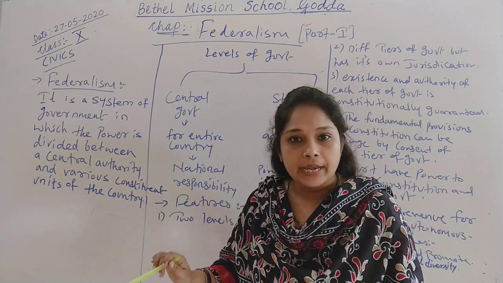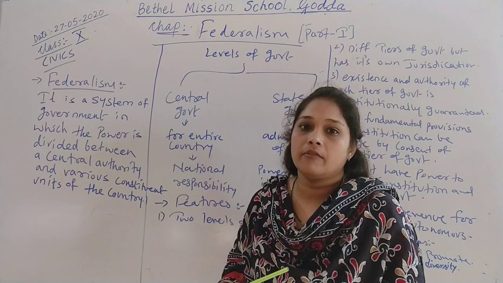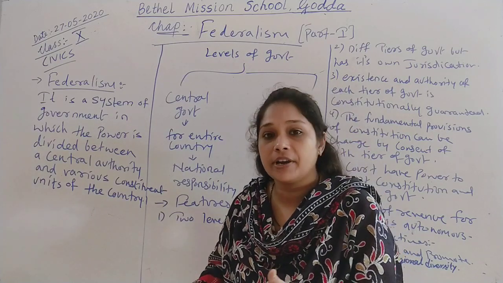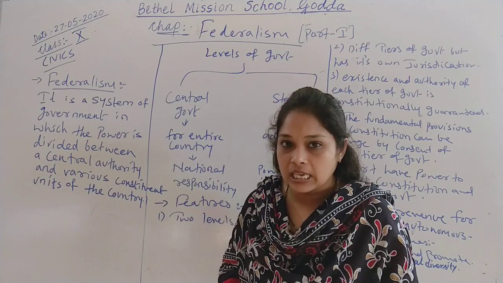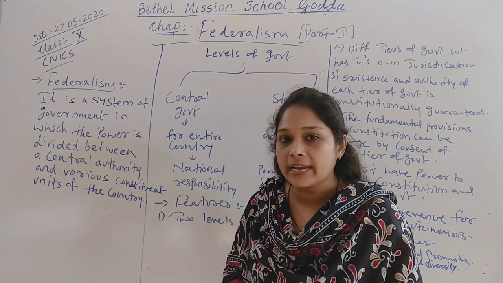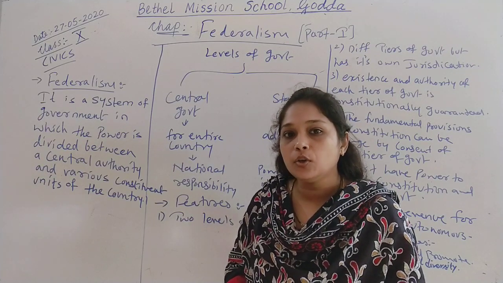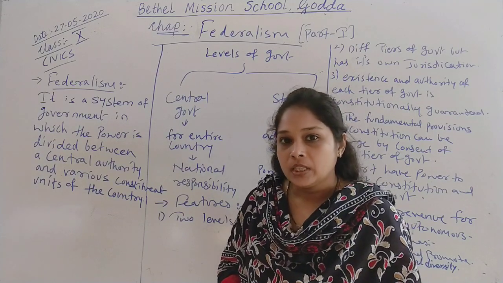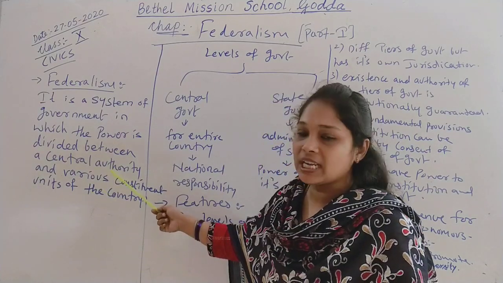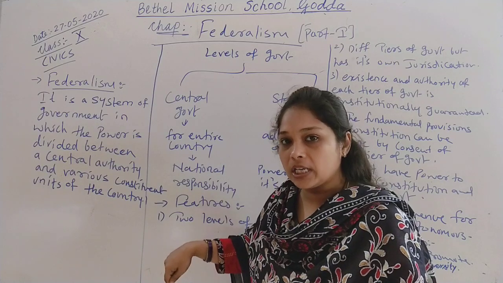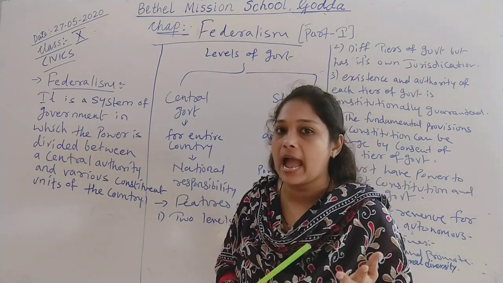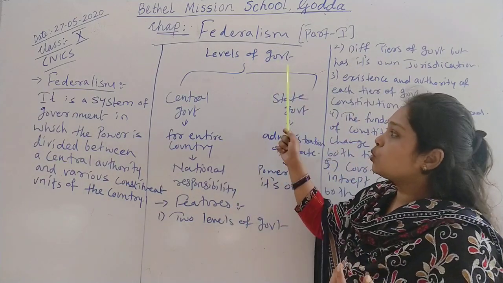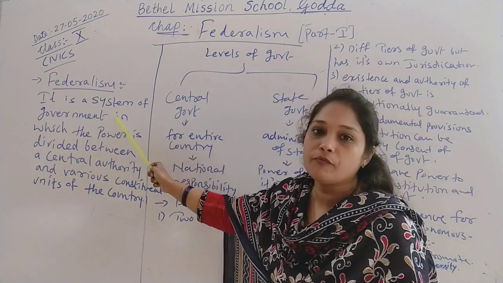When we talk about federalism, a very good example is India. We say that India is a federal country, or that India has federalism. Why are we saying that? Because India has divided its power between two tiers of government, central and state. We have two tiers of government, that is central government and state government.